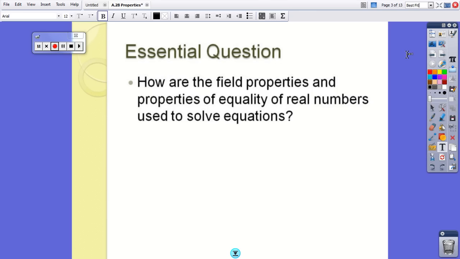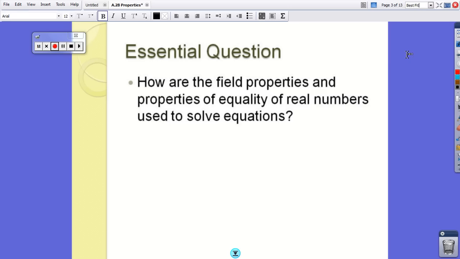The essential question that we're going to be looking at is: how are the field properties and properties of equality of real numbers used to solve equations? Before we get into the justifying piece, we're going to introduce you to some of the new properties of equalities you haven't seen before.